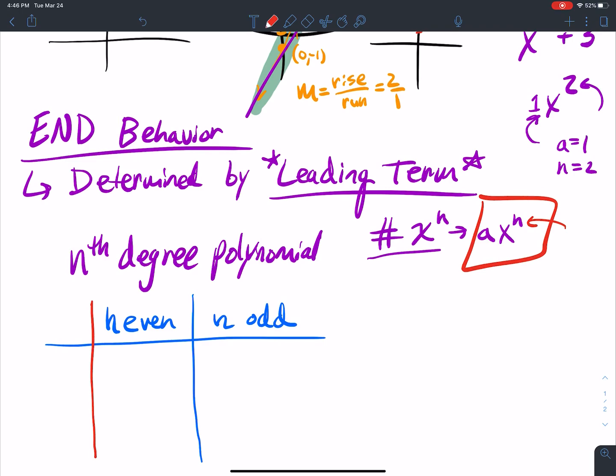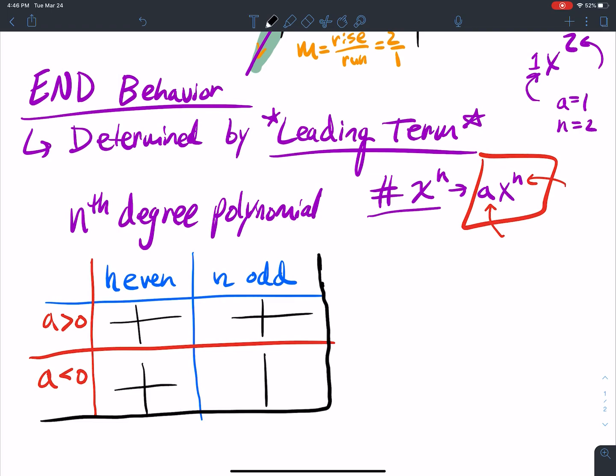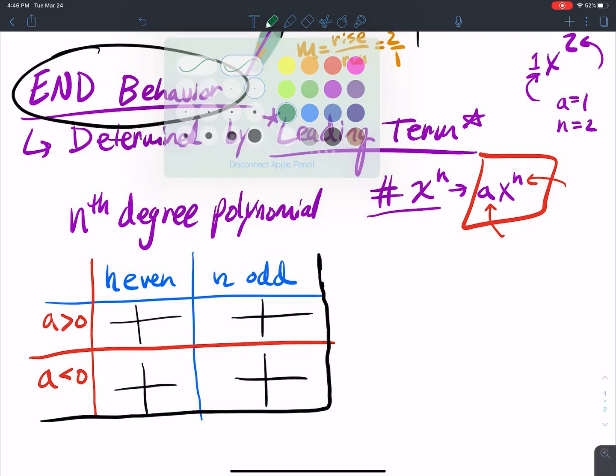Now, the other thing about it is the a value. The a can either be a positive number, or the a can be a negative number. Those are your 2 scenarios. So this makes up 4 different cases. 4 different boxes going on here. So how's this going to work? I'm going to draw 4 little graphs in here, and we're going to talk about the end behavior of those graphs.